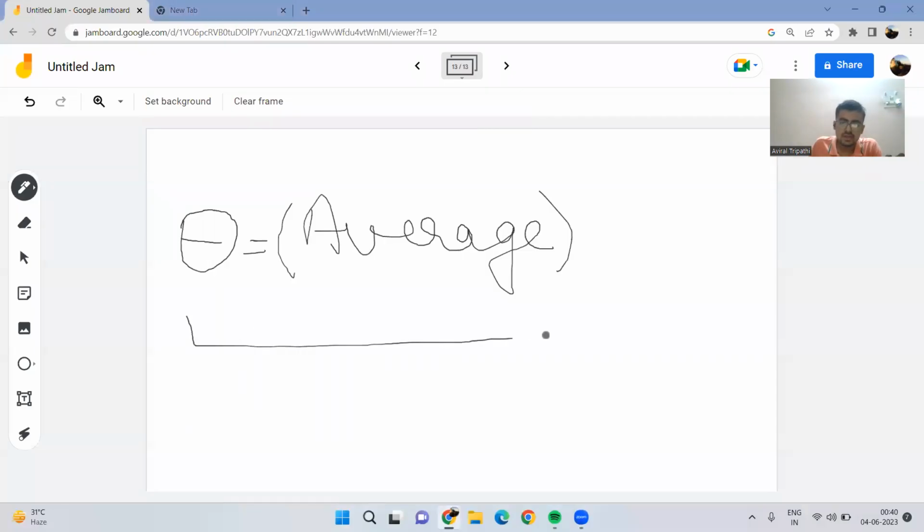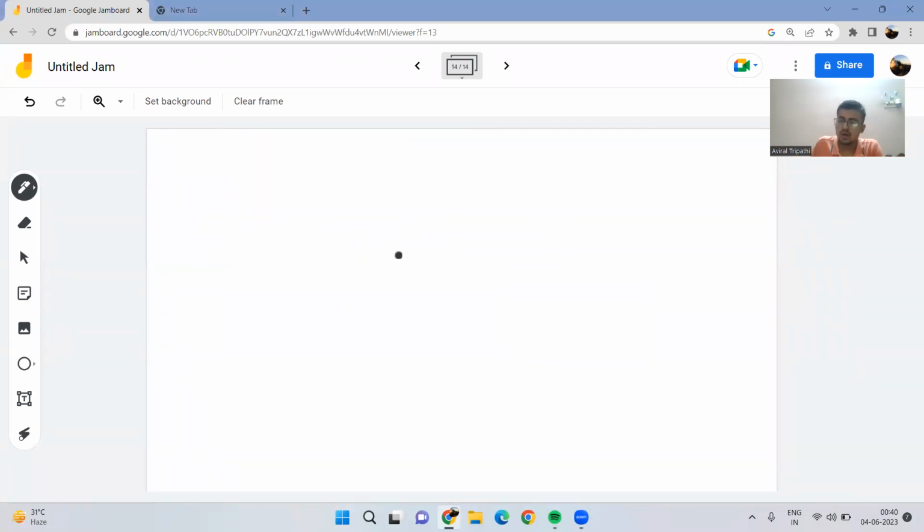So for theta notation, how to write the f(n)? If theta denotes average, then the average should be somewhere between the lower bound of a function and the upper bound of the function. So how to write the lower bound? The lower bound was something called C1 times g(n).